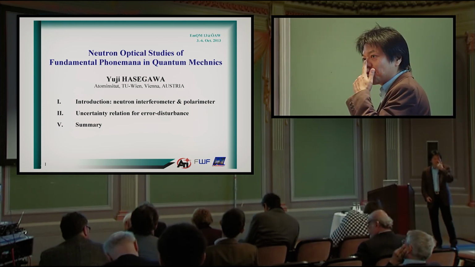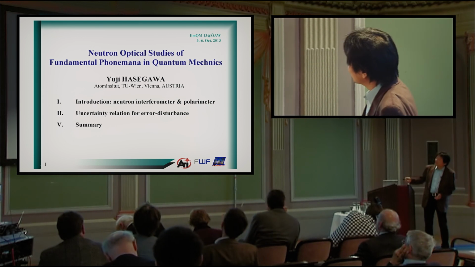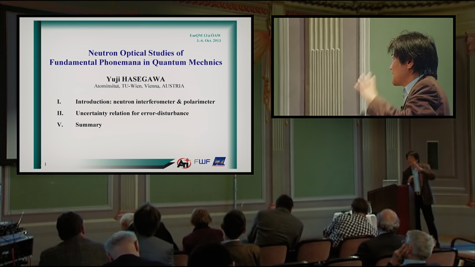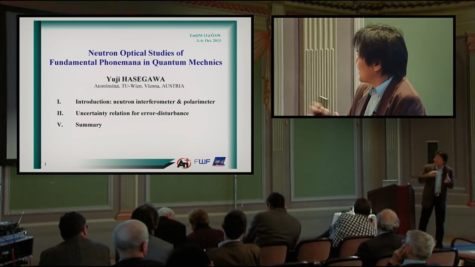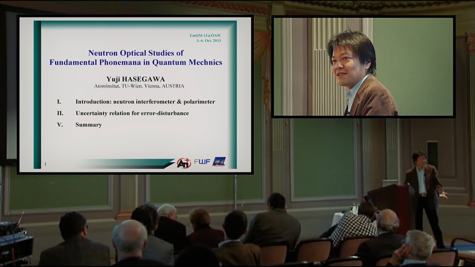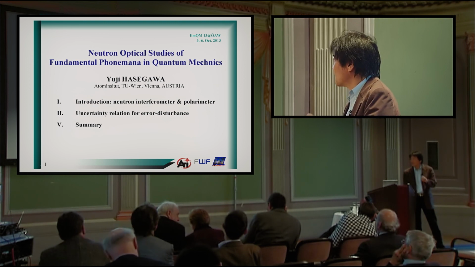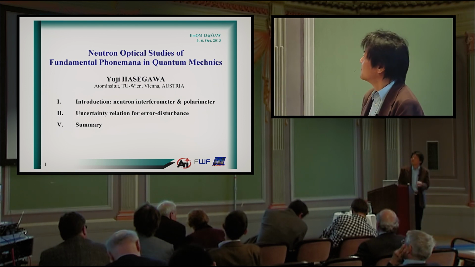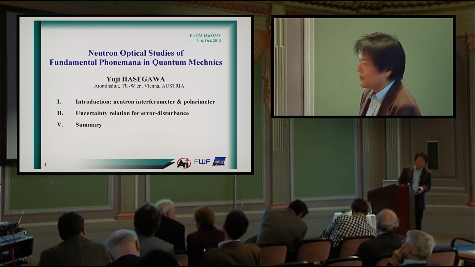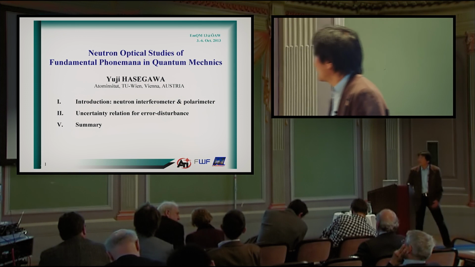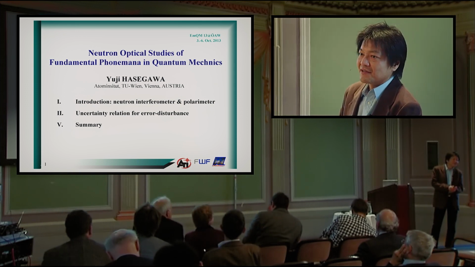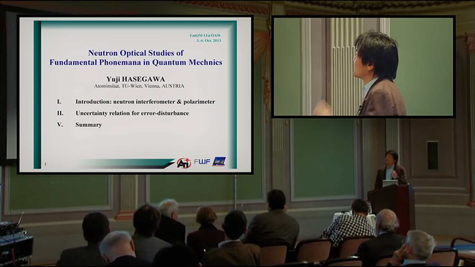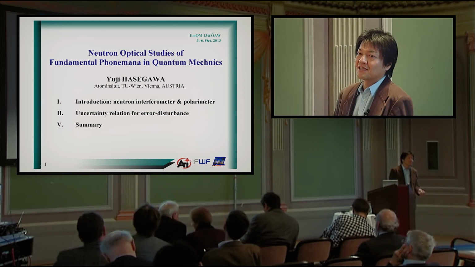The main topic of my talk is an uncertainty relation for error disturbance. We have just now had a theoretical reconsideration and reformulation of Heisenberg's uncertainty principle. Then I'm going to explain the first experimental demonstration and verification of the uncertainty relation for error disturbances. I'm doing the experiment with neutrons. Before I go into more detail, I'm going to give a short introduction to neutron optical experiments.